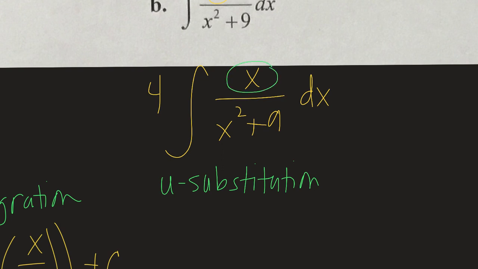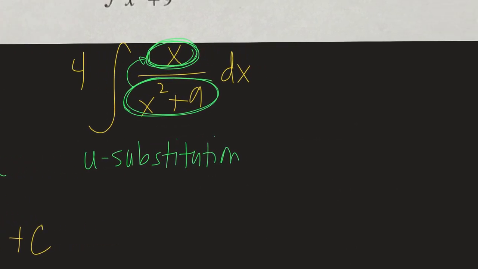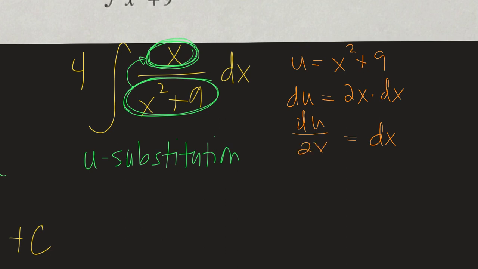In our numerator we have x, and in your denominator we have x squared. So the numerator is the derivative of the denominator. If the numerator is the derivative of the denominator, then u-substitution is the best and easiest way to go. You need to be able to recognize when to use u-sub and when to use something else. If we're going to use u-substitution here, your u is going to be x squared plus 9, which makes your du 2x times dx. And dx is equal to du over 2x.